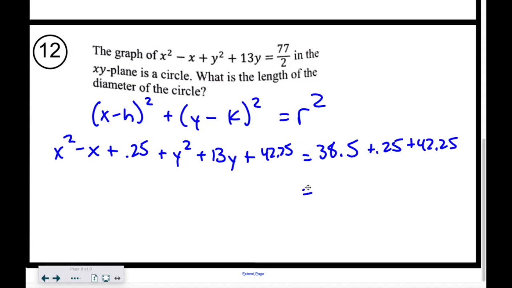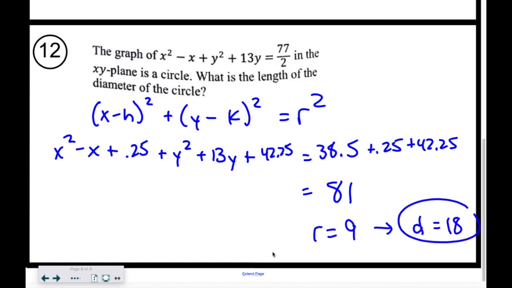Now, in this problem, all I care about is the diameter. So then I only need the radius, so I only care about the right side of the problem. So if I do 42.25 plus 0.25 plus 38.5, my right side of the problem is 81. So r squared is 81. So r is 9, which would mean the diameter would have to be 18, and that's the answer.